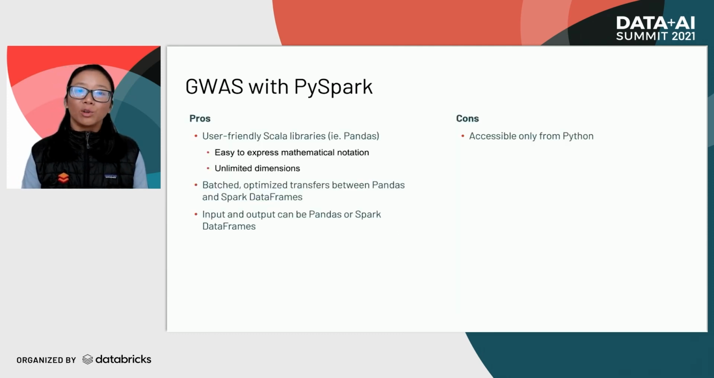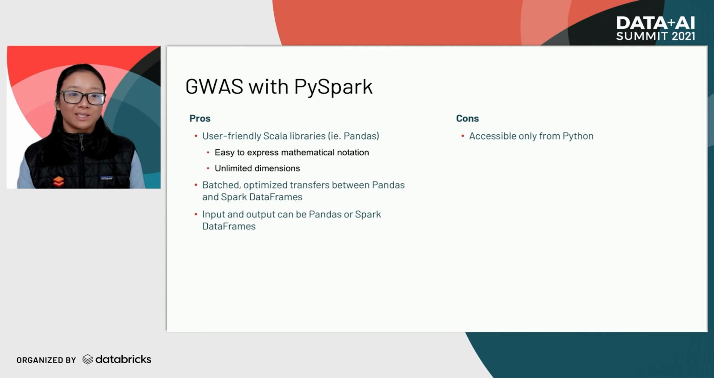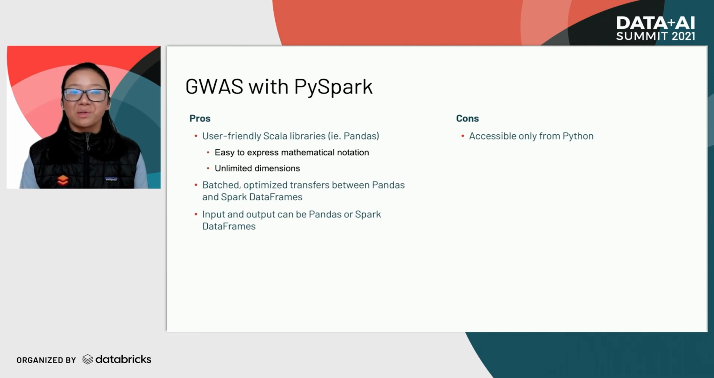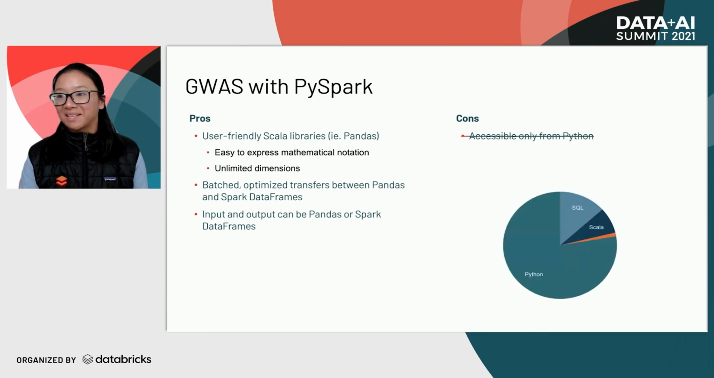By going from rolling our own Spark SQL expressions to using native Python functions, we were able to improve developer velocity, algorithmic performance, and user experience. The only downside was that users had to access the API via Python. But as I mentioned earlier, based on usage patterns, this was actually a non-issue. And we decided that the pros outweighed the cons.